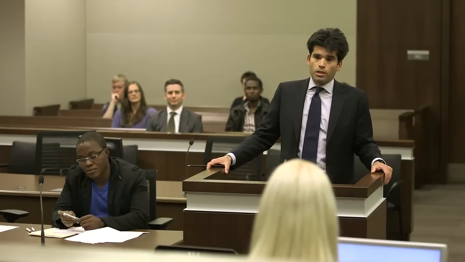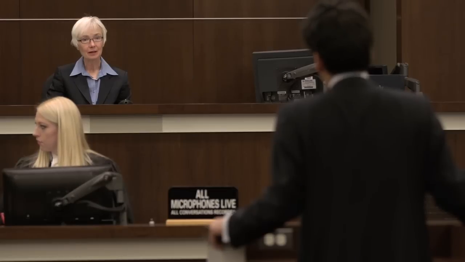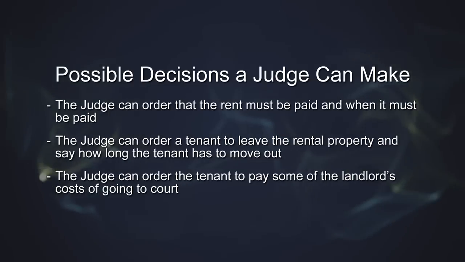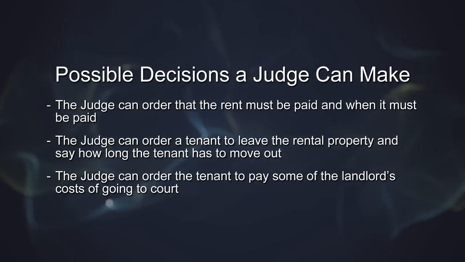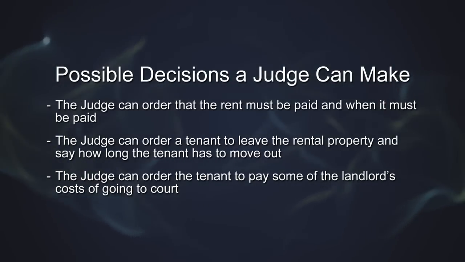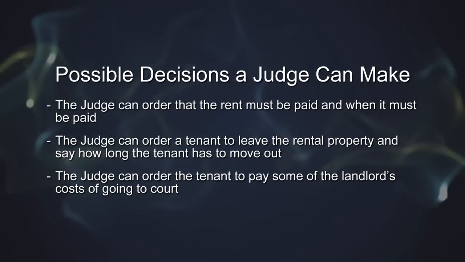In the courtroom, the landlord will speak first. Once the landlord has finished speaking, it's the tenant's turn to speak. And after hearing from both the tenant and the landlord, the judge can make several decisions. The judge can order that rent must be paid and when it must be paid. The judge can order a tenant to leave the rental property and say how long a tenant has to move out. Usually a judge will give between 10 to 14 days to move. Or the judge can order the tenant to pay some of the landlord's costs of going to court.